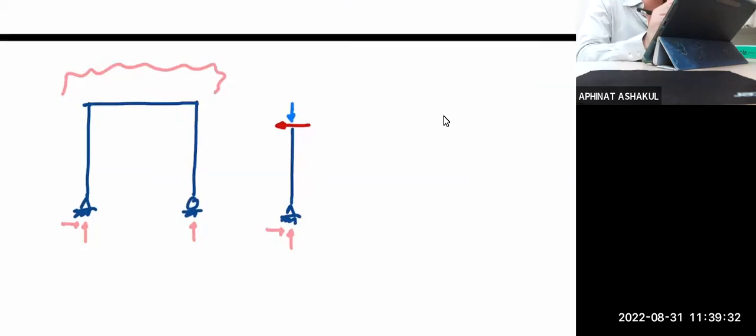So the first step that you can always do is to solve for the unknown reactions. That's always the first step. And remember that this is still a framing system that we call statically indeterminate. So you can always solve for your unknown reactions. Once you solve your unknown reactions, you can start carrying out the analysis on your frame.